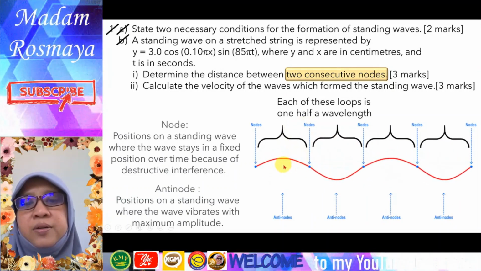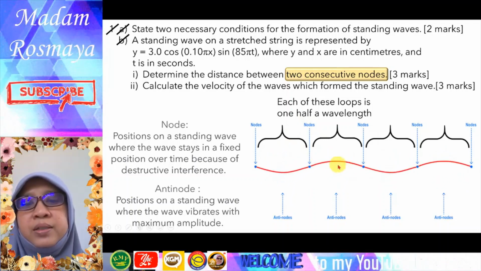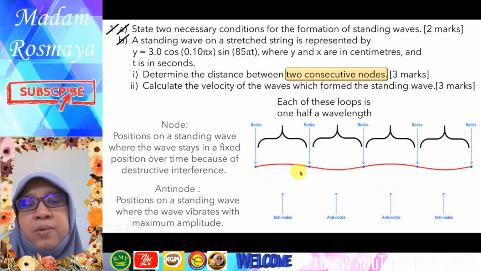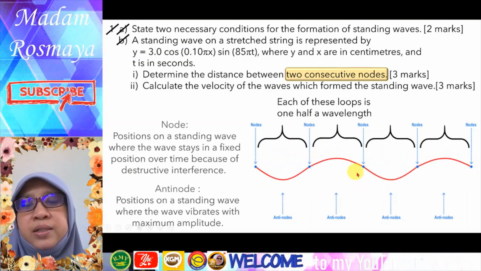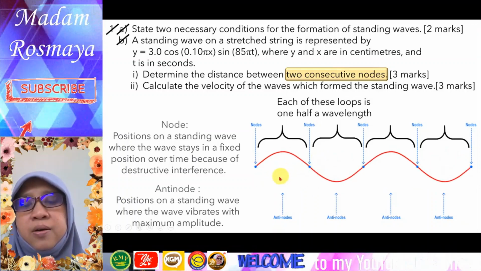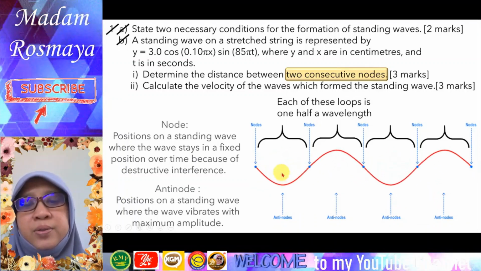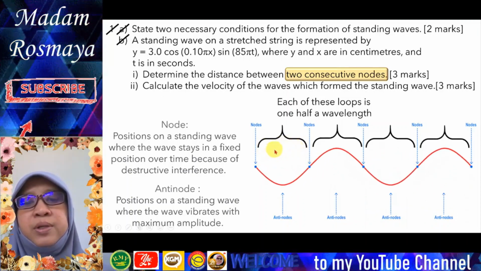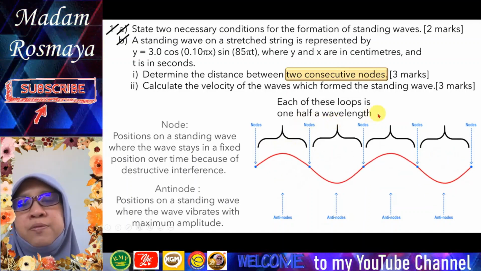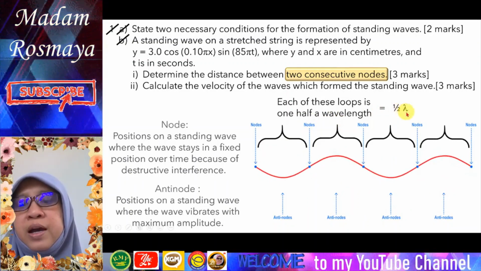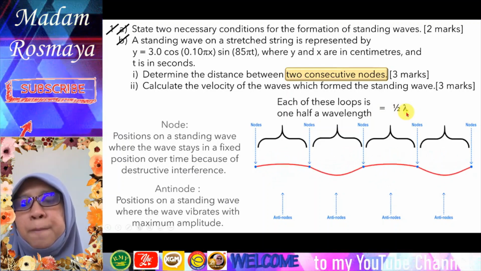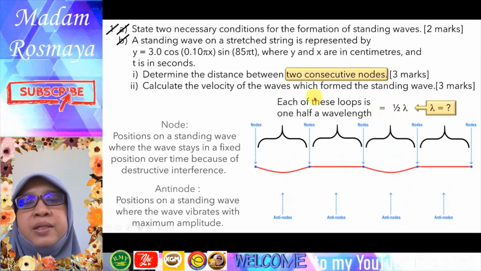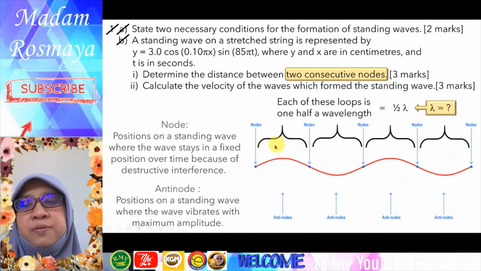So each of these loops forms a 1/2 of a wavelength. You can see here 1/2 of a wavelength. From here to here is one complete wavelength. So if we cut it in half, the distance between two consecutive nodes will give you 1/2 a wavelength. In mathematical form we write half lambda, where lambda is the wavelength. So we are going to determine this lambda, then we can determine the distance between these two consecutive nodes.